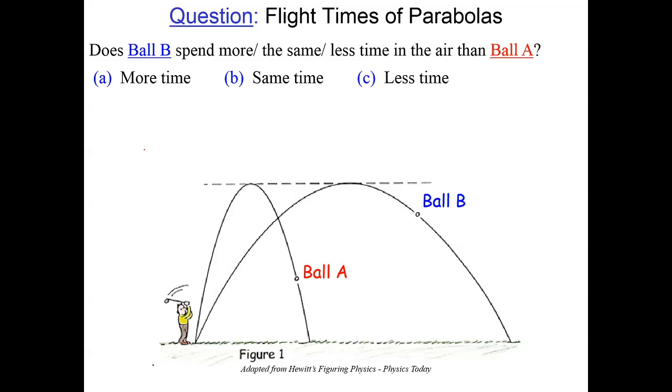So I want you to look at this second problem here. We have our golfer, and he has hit two balls that reach exactly the same maximum height. One travels a shorter distance and one travels a longer distance. We want to know which ball spent more time in the air. So let's focus on the y direction. The x direction doesn't really matter when we're talking about hang time.